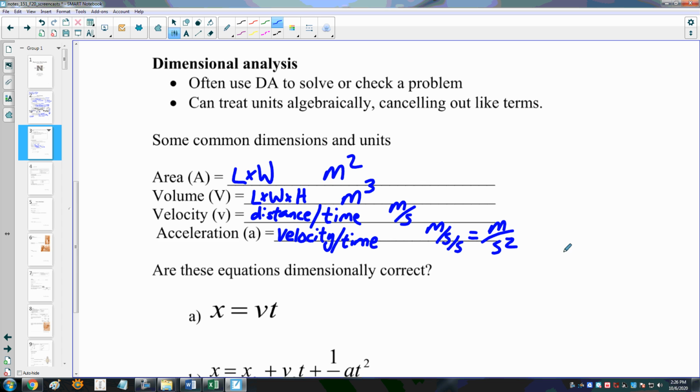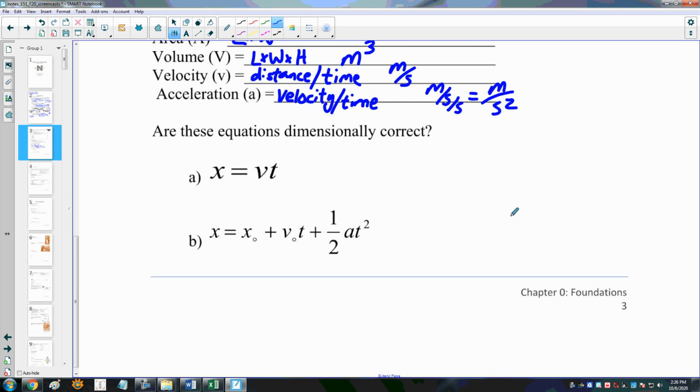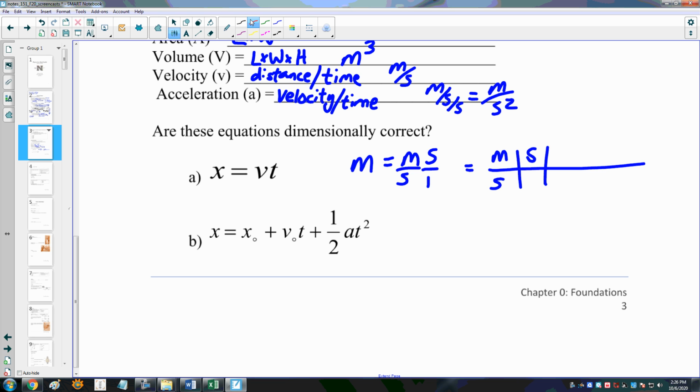So let's just do some examples. Are these equations dimensionally correct? Well, here we have x, and we know that x is a distance, and it's going to be in units of meters. Velocity is in meters per second. And then time is in seconds. And sometimes I like to do these as seconds over 1. Or you might have seen people in the past, if you had a high school teacher, that might have set up a ladder like this, where I had meters per second, and then seconds. And then you could cancel out the units as they come along.